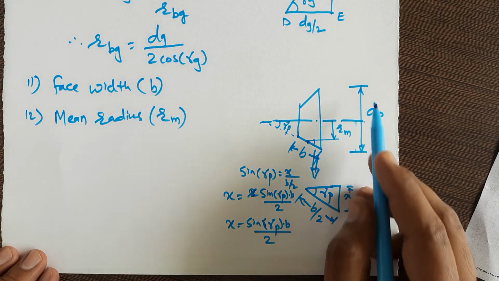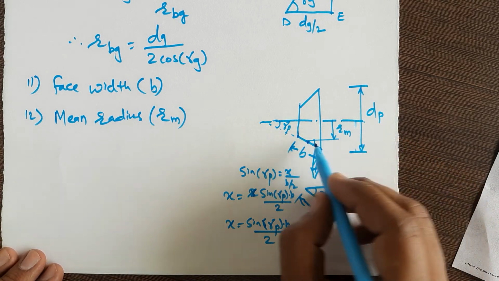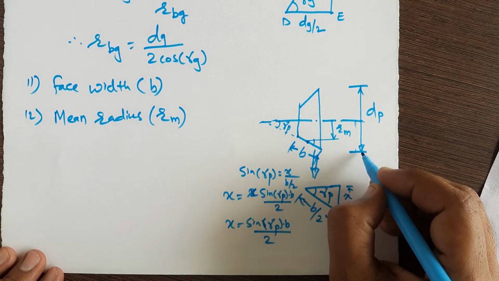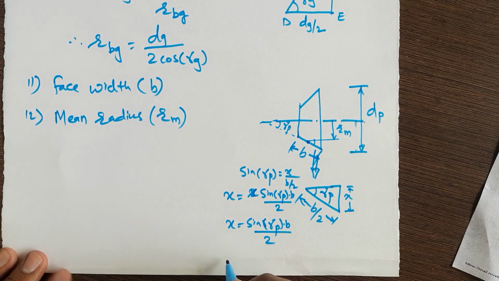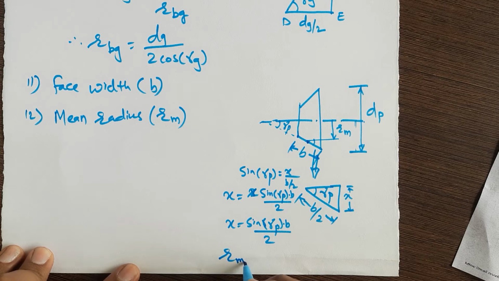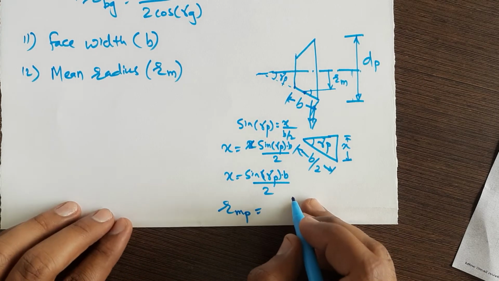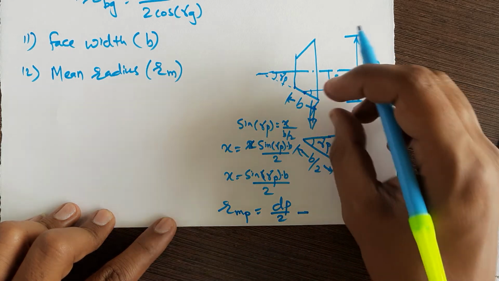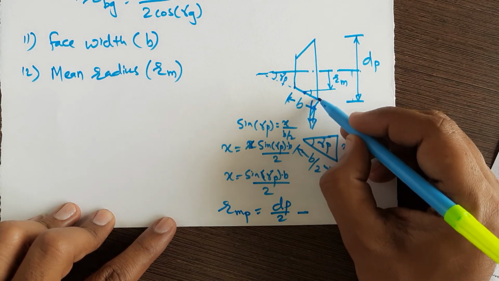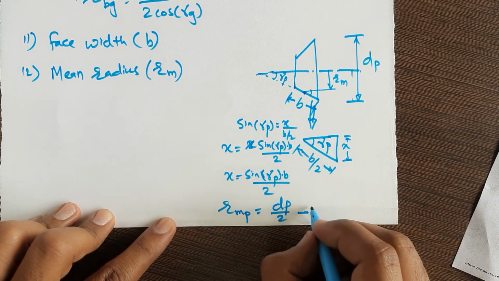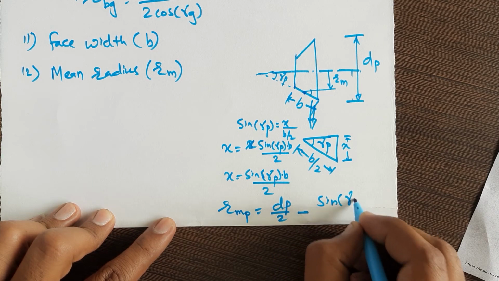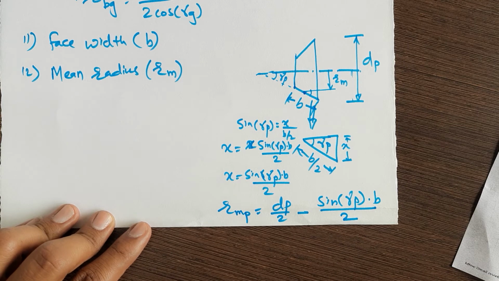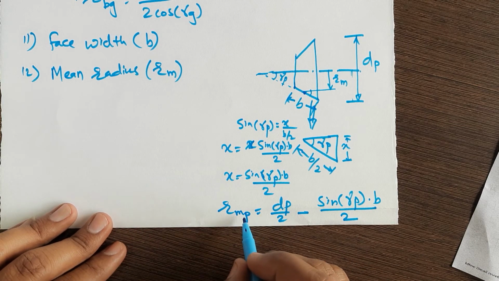Now if you want to find rm, the mean radius for the pinion, it will be dp by 2 minus this x distance, from here to here it is x. And x is nothing but sine of gamma p into b divided by 2. In this way you can find rm for the pinion.